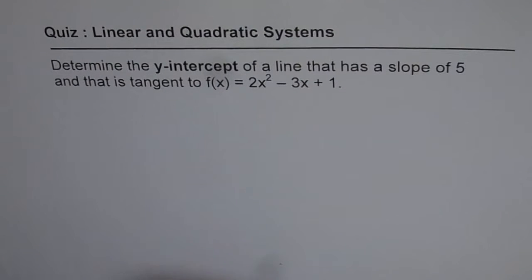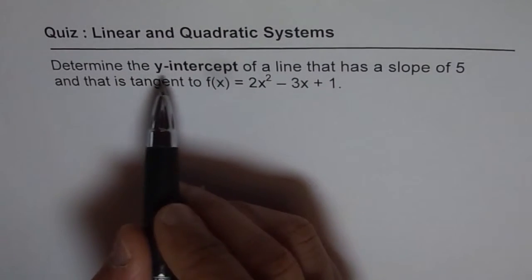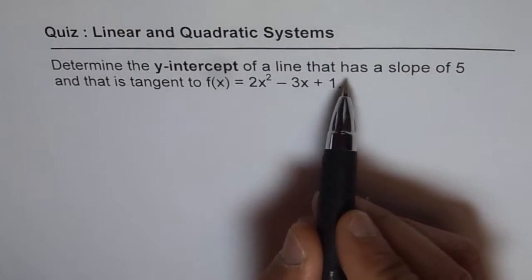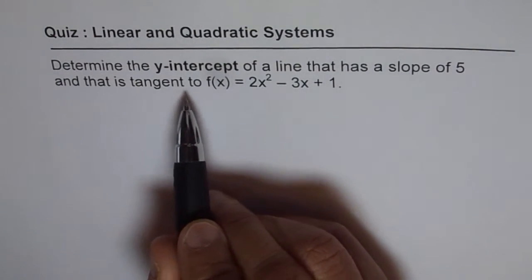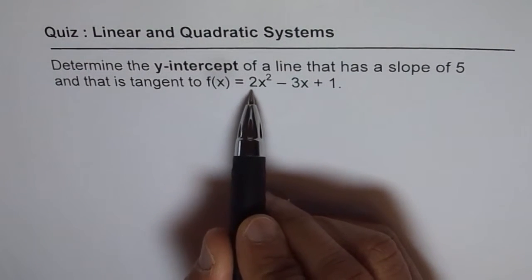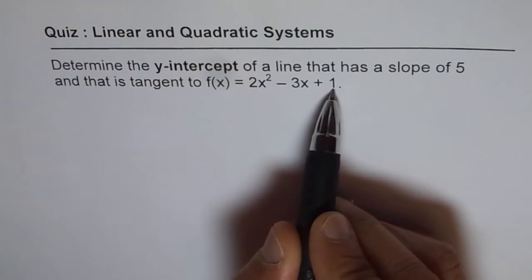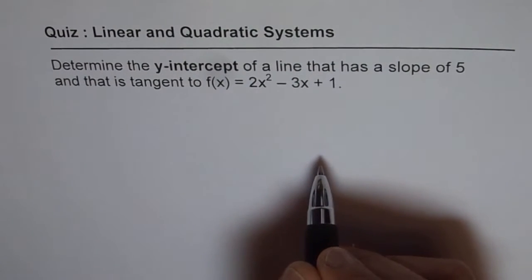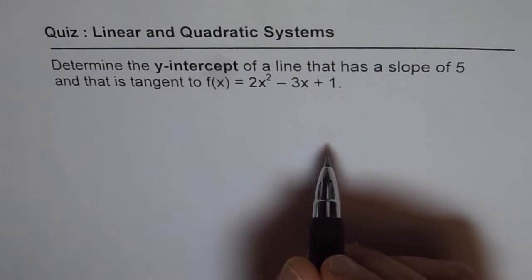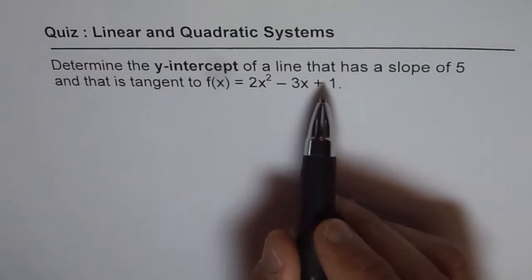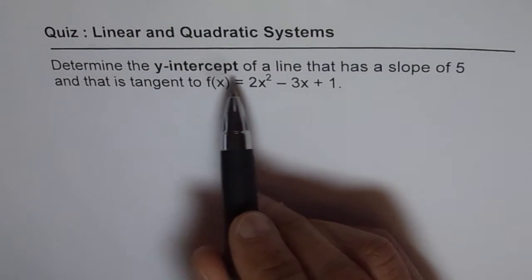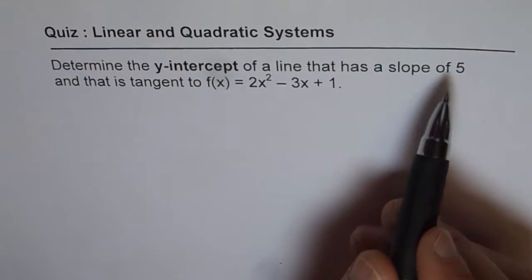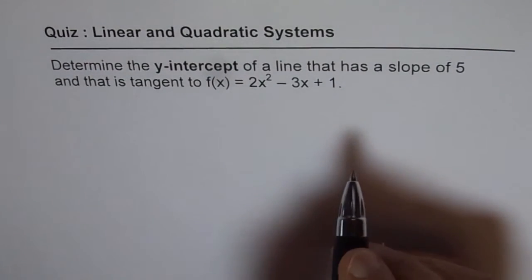Here is how I would like to do it. First, read the question. Determine the y-intercept of a line that has a slope of 5 and that is tangent to f of x equals 2x squared minus 3x plus 1. Now, how to do this question? When we say determine the y-intercept of a line that has a slope of 5, let's write down the equation of a line first.